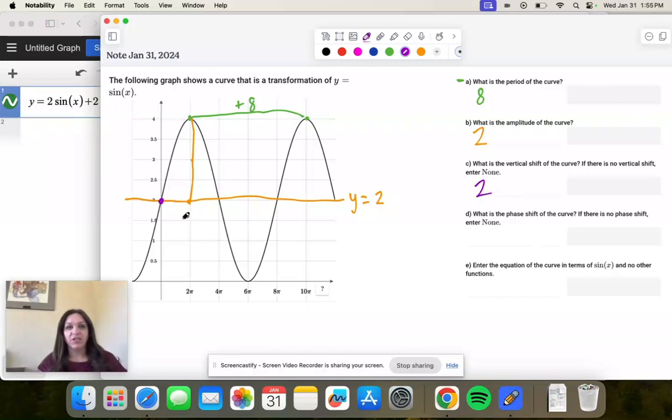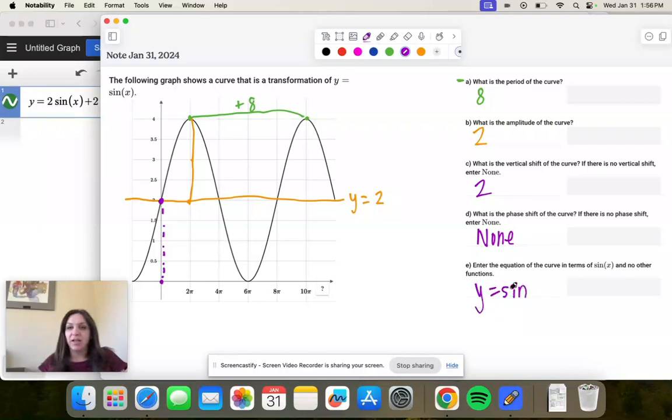And then what is the phase shift? So notice how that point started at 0, 0, and now it's at 2. It has not gone left to right at all. So there is no phase shift on this one. So let's write our equation.